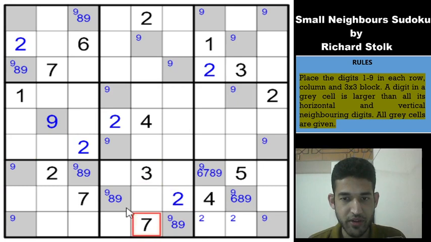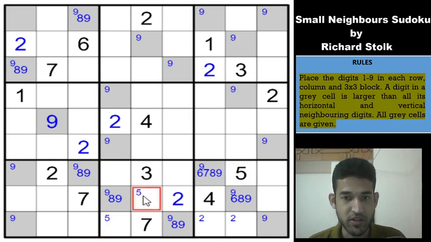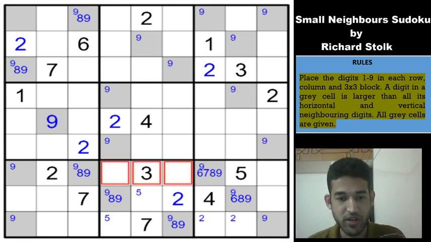So 2, 3, 7, 8 and 9. So remaining must be 1, 4, 5 and 6, but 5 is in row 4. So which means that 5 must go in one of these cells. So 5 is in row 7, sorry. So 5 must go in one of these 2 cells. So these two cells must be 1, 4 and 6.